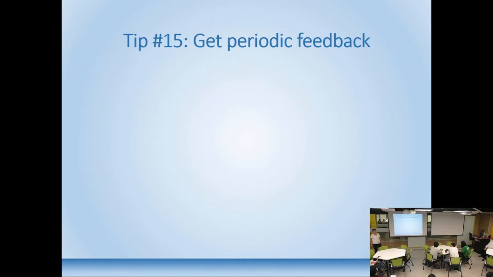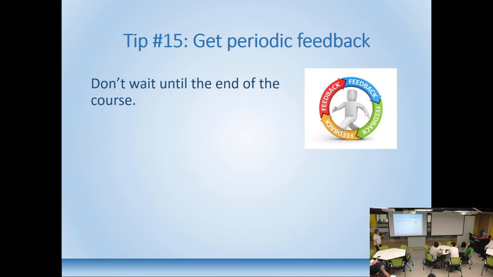Get periodic feedback. Feedback from students on the course is typically given at the end of a course, right? Which in a sense doesn't make sense, because if they're saying something really useful, I really need to know it before the end of the course. So if there's something I'm doing wrong, I have time to put it right. Or if something I'm doing right, I have time to do it more. Don't wait until the end of the course.